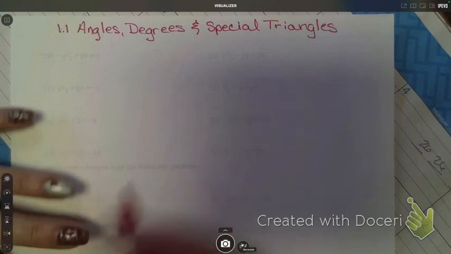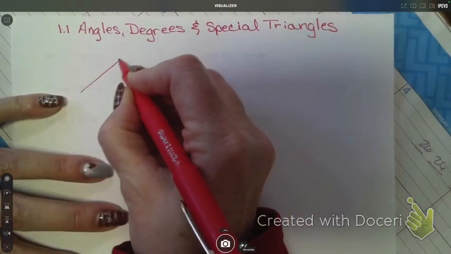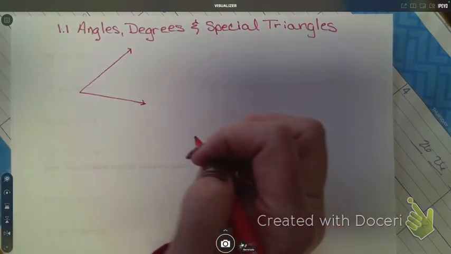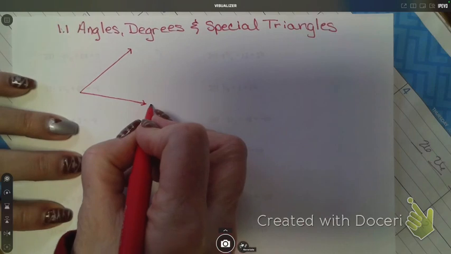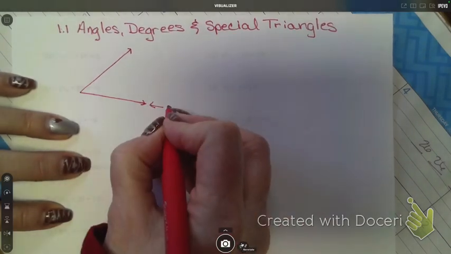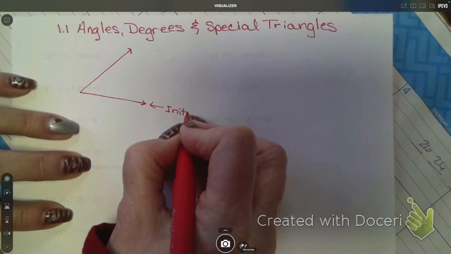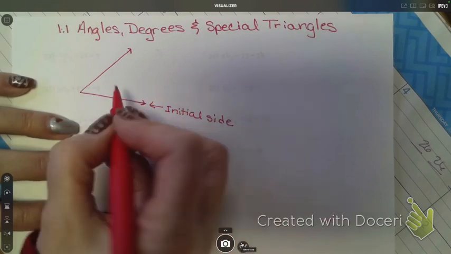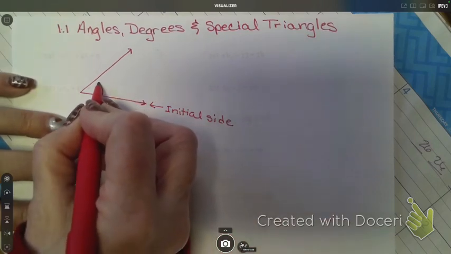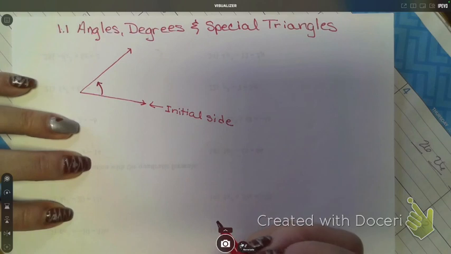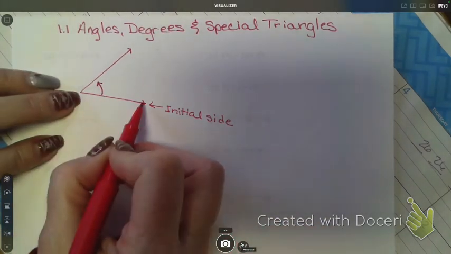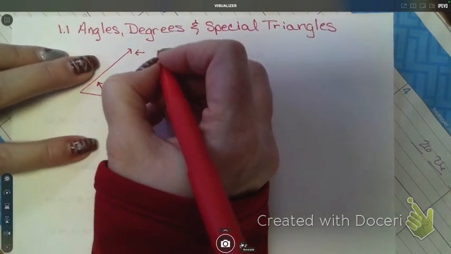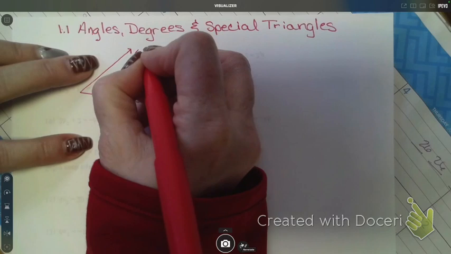Okay, so we need to talk about an angle first. What an angle actually is: an initial side, and then the angle is actually showing movement. So this is where the ray started and then it moves, and it terminates here, so it's called the terminal side. A terminal, excuse me, not terminant.